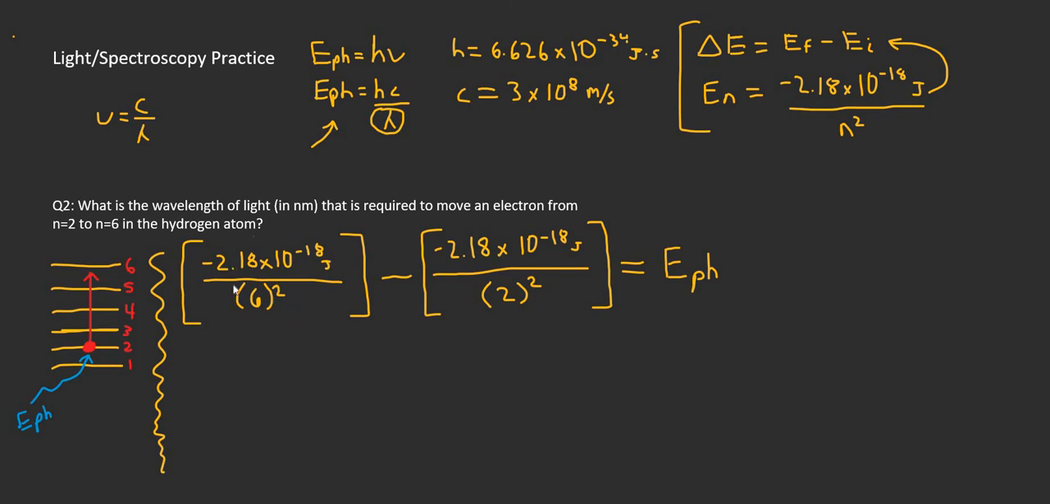We have our final state here, where we're at the 6th energy level, because that's where we ended up. That's our final state, which is the EF. And we're going to subtract that from the initial state, which is when we started, the 2nd energy level. When we do all this math, we're going to end up calculating the energy of the photon of light that did all this to begin with. And from that energy, we can then calculate the wavelength.